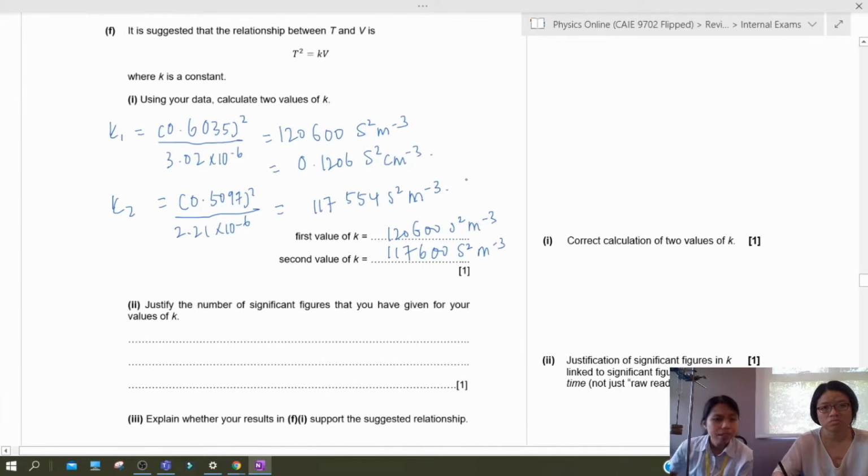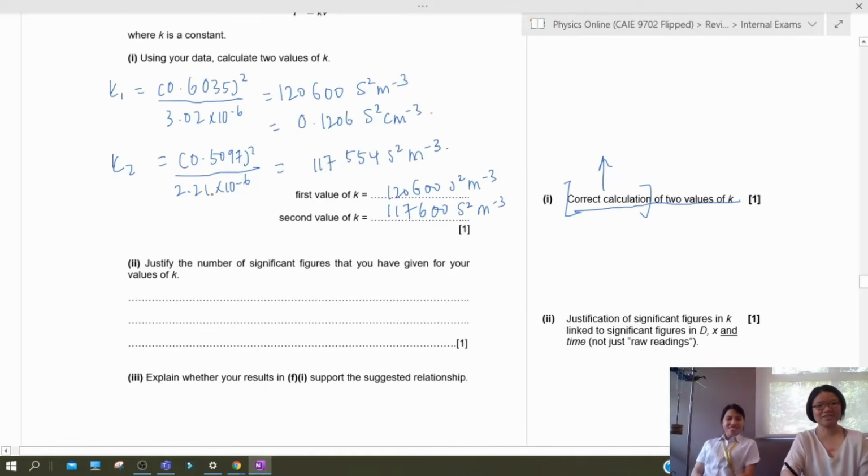Oh, I guess the marking doesn't care. Or you see the right side, they only look at your calculation. How can we check whether your calculation is correct or not? You need to show the working. No show working, lose marks already. Yeah, no. Justify the number of SF.